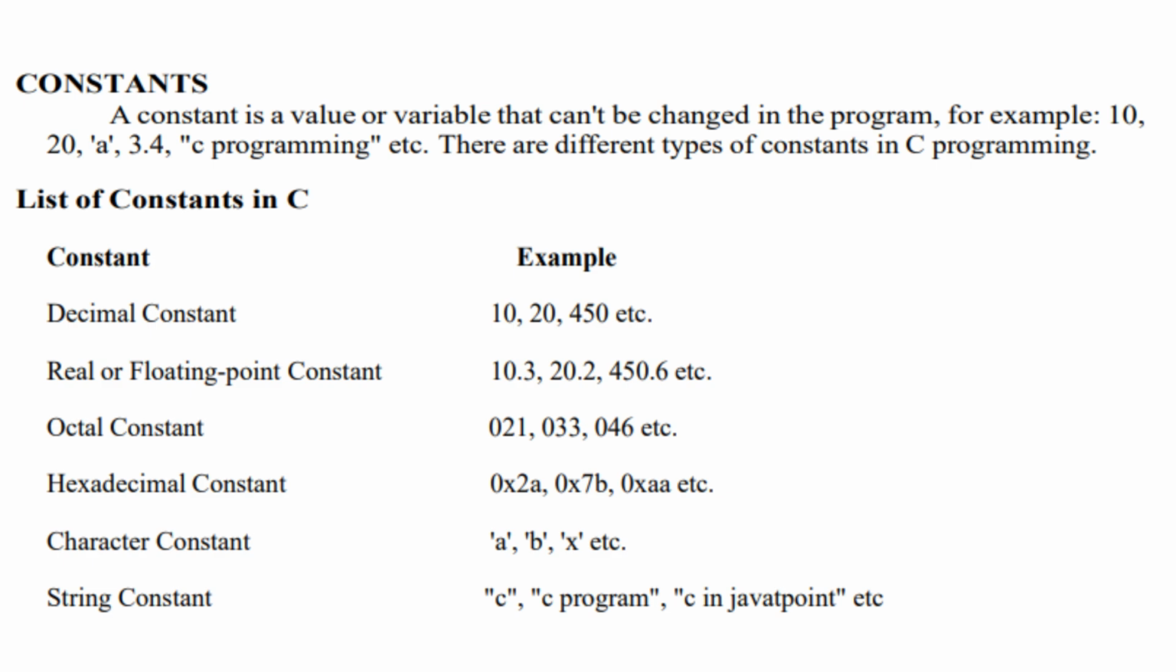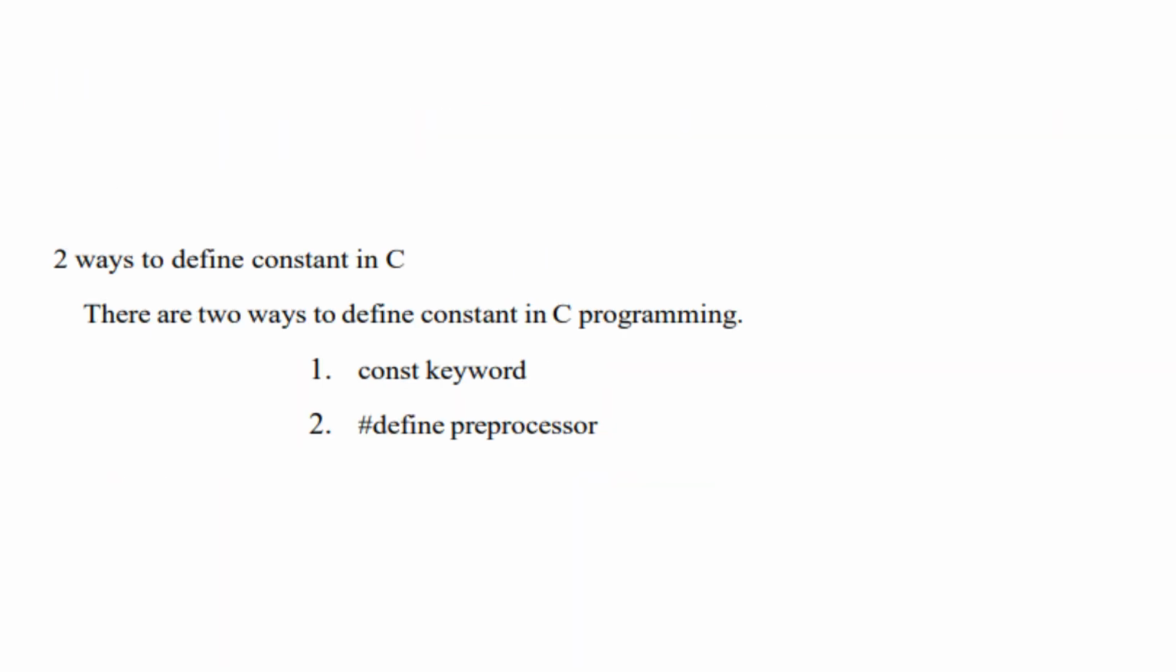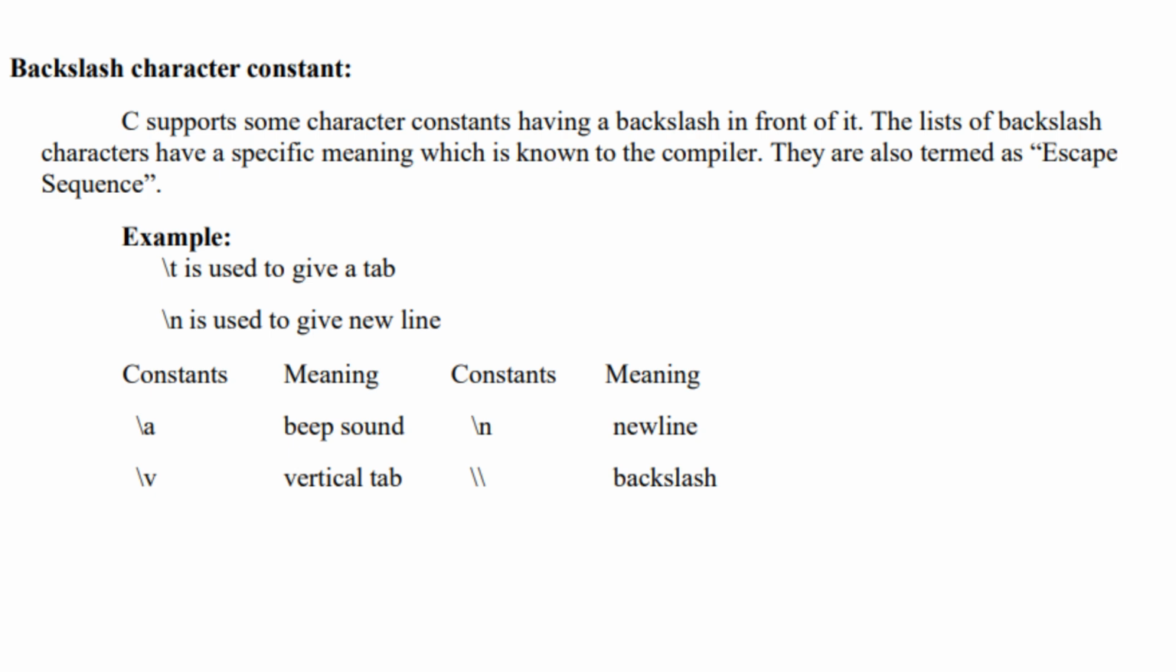Constants. A constant is a value or variable that can't be changed in the program. There are different types of constants in C programming. List of constants in C: decimal constant, real or floating point constant, octal constant, hexadecimal constant, character constant, string constant. There are 2 ways to define a constant in C programming. 1. Constant keyword. 2. Define preprocessor.